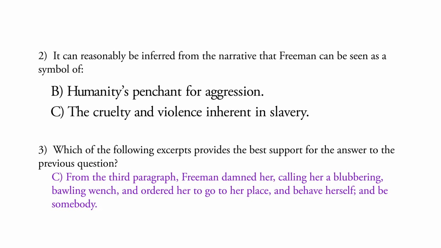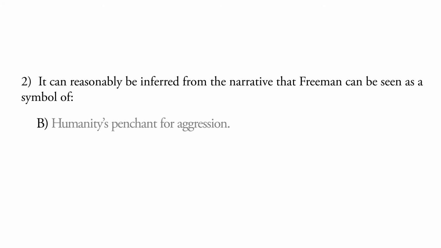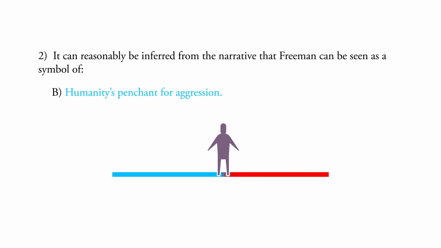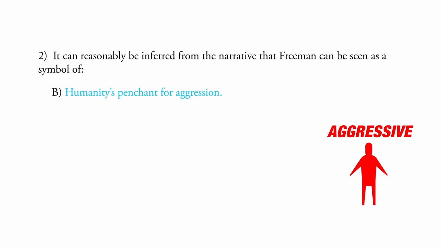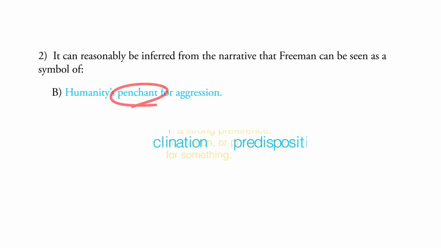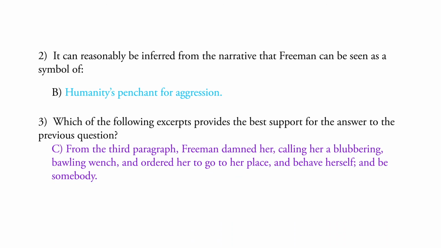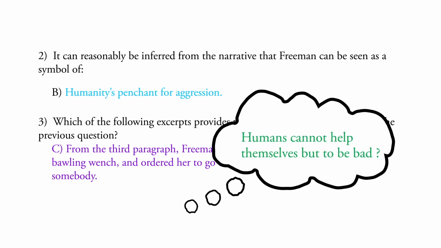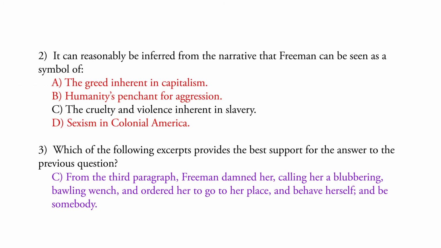So the excerpt certainly describes Freeman as cruel and aggressive. But choice B is humanity's penchant for aggression. So this is actually a trap answer. It means that humans are likely to be aggressive. That's what penchant means, to be inclined or predisposed to do something. Now, does the author think that all humans are bad, or that humans cannot help themselves but to be bad? No, this doesn't seem right.